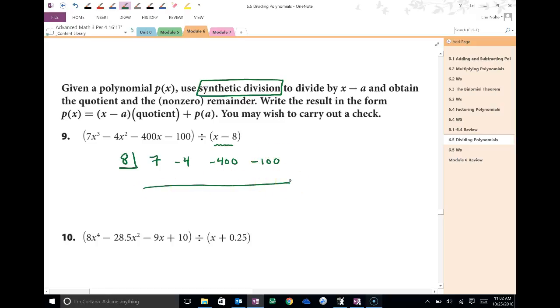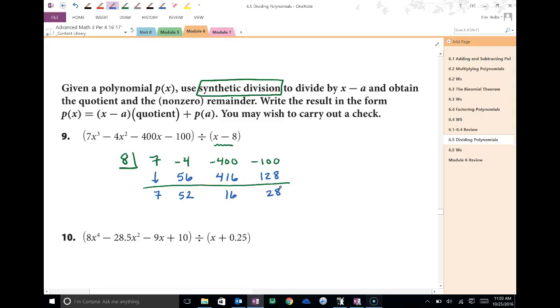Okay, so I'm just going to do my normal synthetic division, and when I get to the end, things are going to be a little different. So I start by dropping the 7, and I multiply. What is 7 times 8? 56. And what's negative 4 plus 56? 52. And what's 52 times 8? 416. So it's negative 400 plus 416, 16. And 16 times 8 is 128. So negative 100 plus 128, 28.